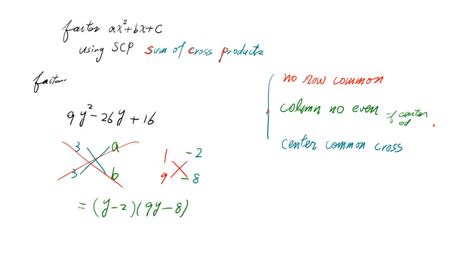And these 3 principles in the cross product, I created myself. I call it no row common, no even, and the center common cross. I made it myself. It's not in any textbook. Okay. Thank you very much.